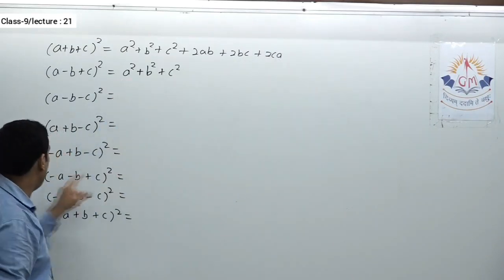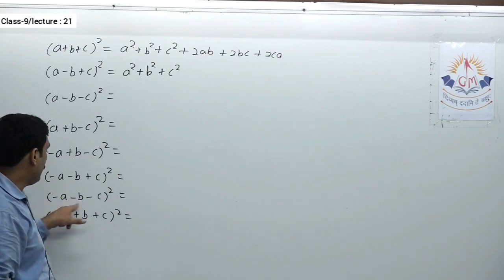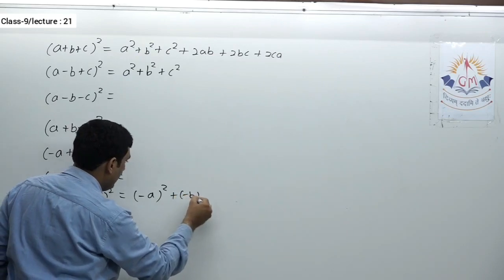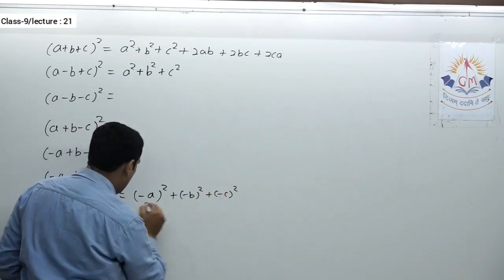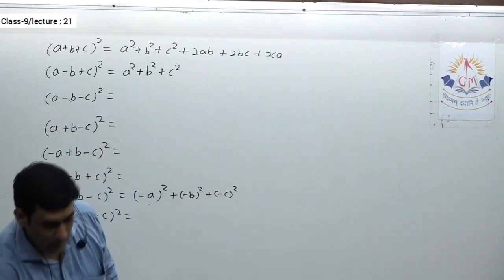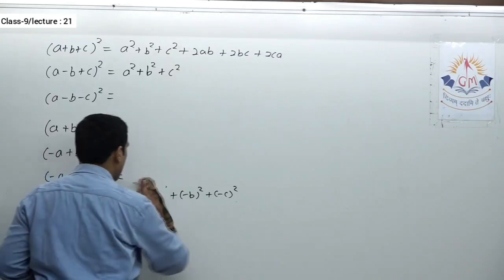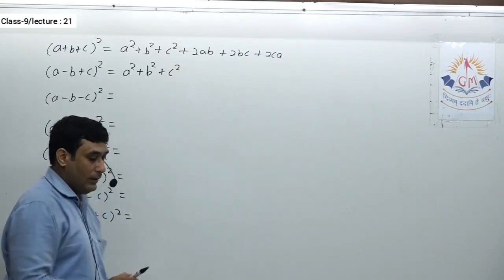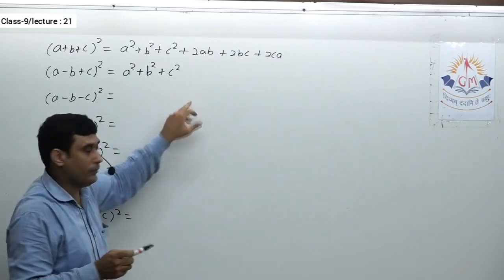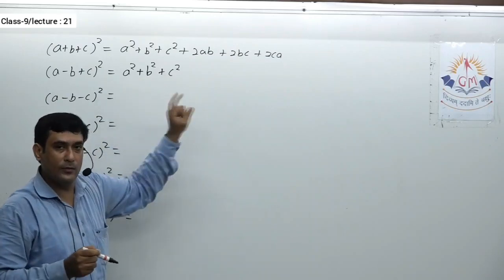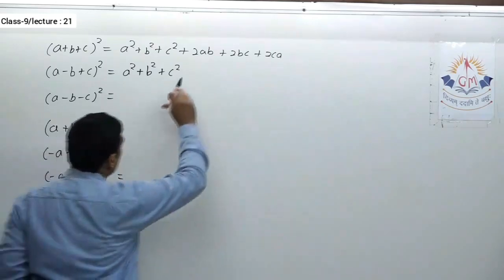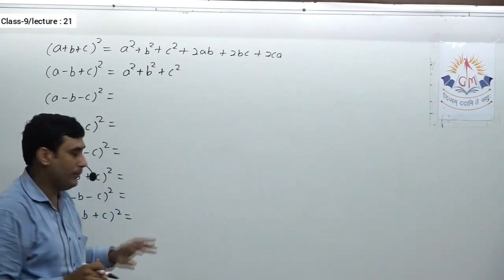For example, if I take minus a minus b minus c, this becomes a square, then b square, then c square. So even if the sign of a particular term is negative, its square is going to be positive. We can take this as a rule that the first 3 terms will definitely be positive. So we won't waste time on that. We always write a square plus b square plus c square, whatever the signs of a, b, c are. Definitely the remaining terms get affected because of these signs.